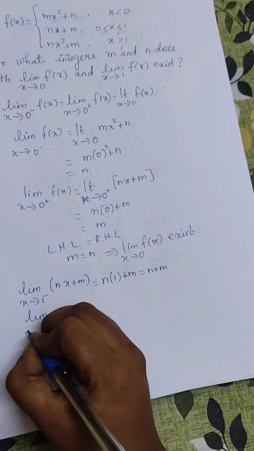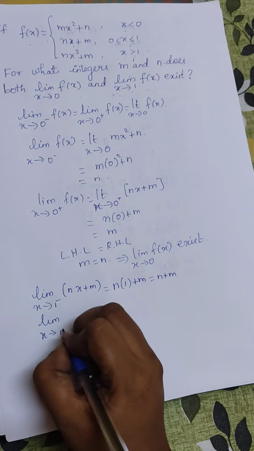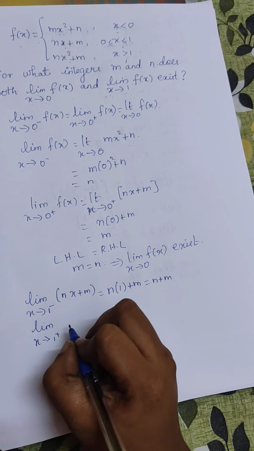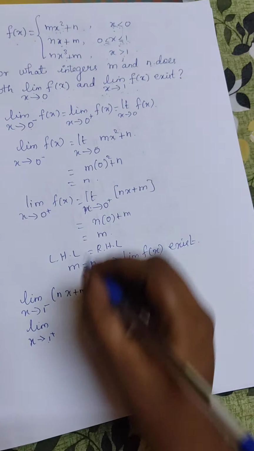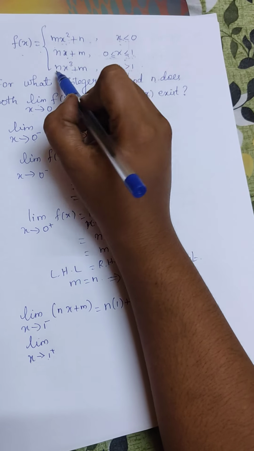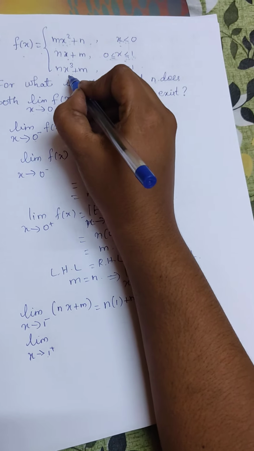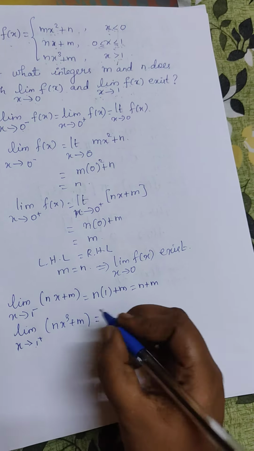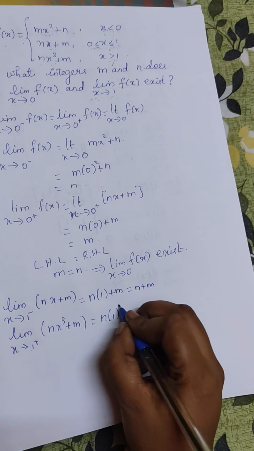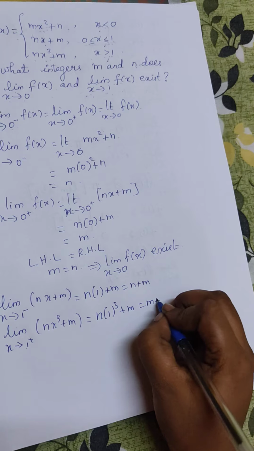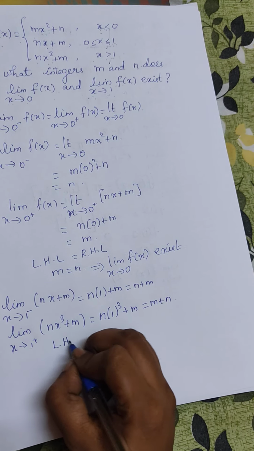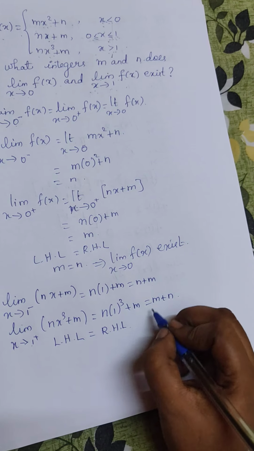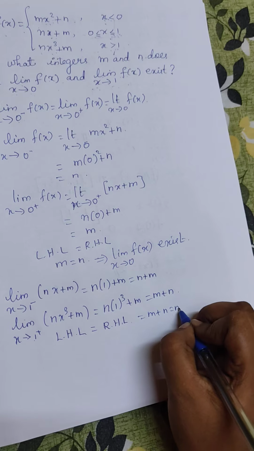Now the limit as x tends to 1 plus, x approaching 1 from the right hand neighborhood. The right hand neighborhood means this expression, nx cube plus m, which is again m plus n. So to say the limit exists, the left hand limit must equal the right hand limit. So here m plus n equals m plus n.